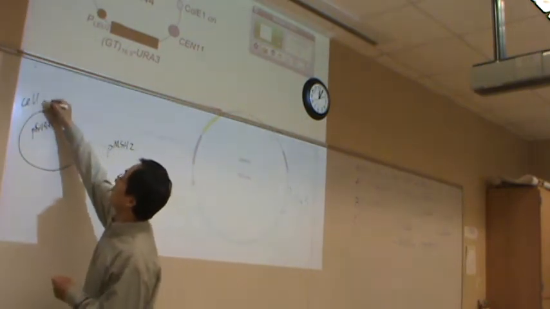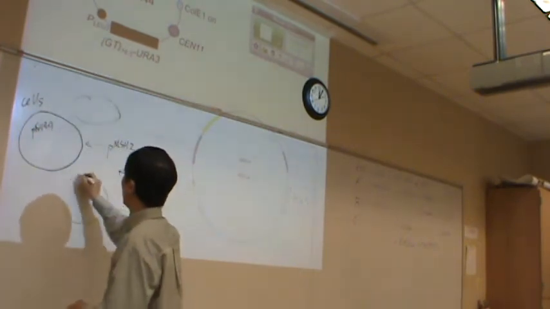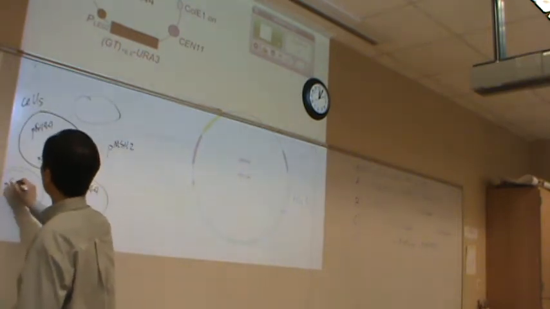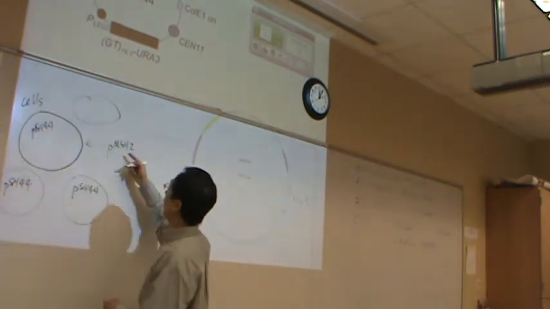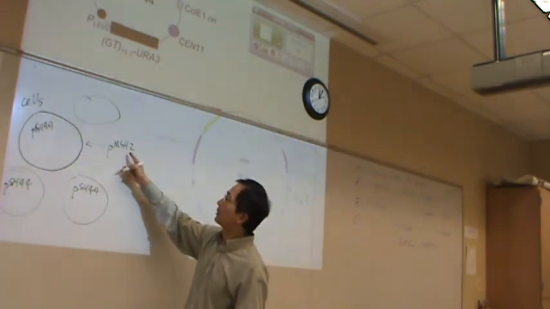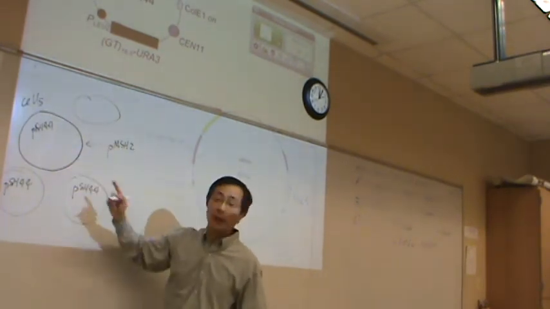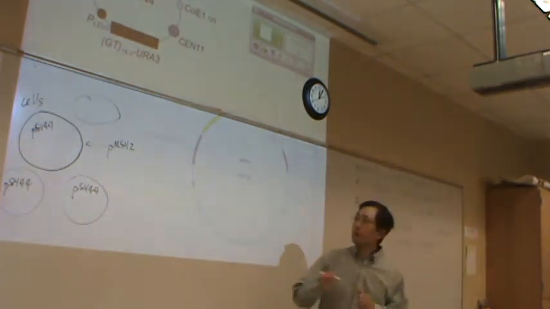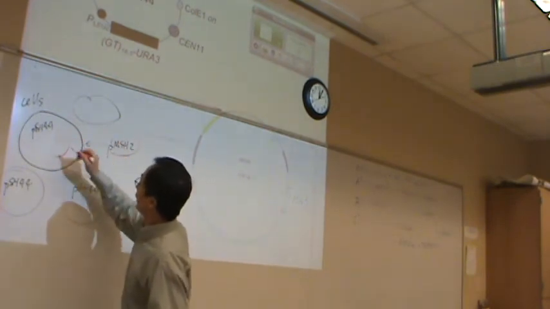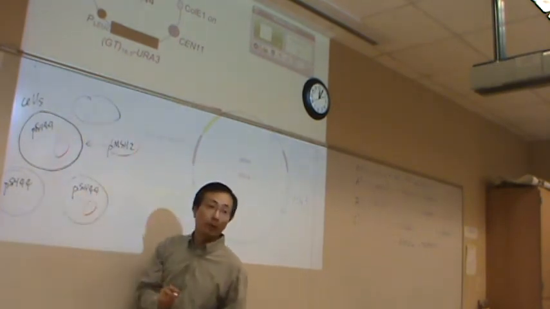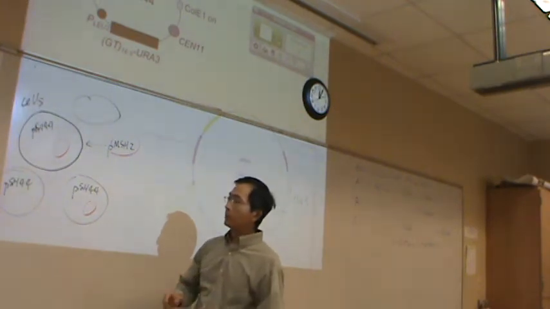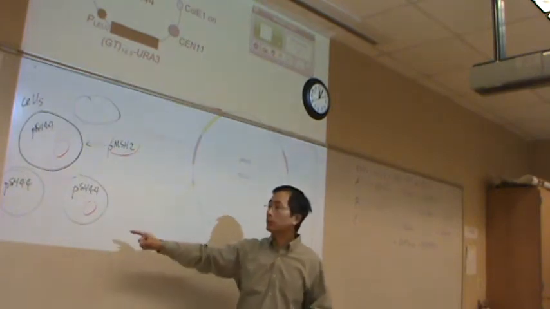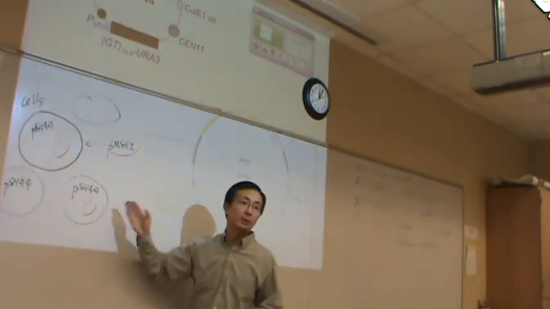So we have a lot of cells, and all of them have the PSH44 there. Then we add the plasmid PMSH2 into the cells, but only some of them will take it. And we only want those that have both plasmids, because we want to measure the function of PMSH2. So how do we do that?